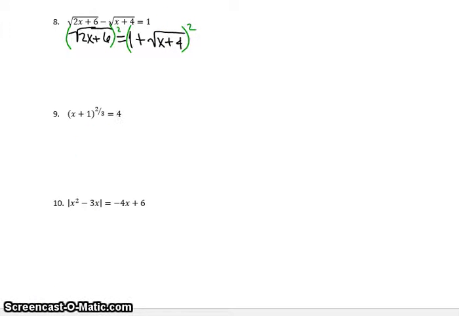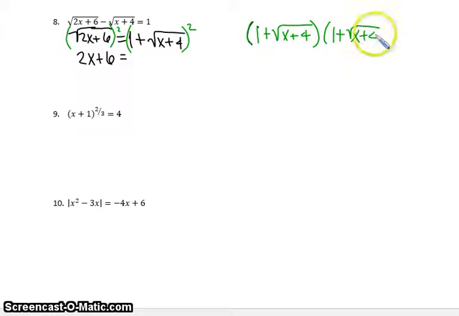And then when I go to square this, remember you're squaring the entire left and the entire right. So for the left, you're going to end up with just 2x plus 6. On the right side, I'm going to end up with 1 plus the square root of x plus 4 times 1 plus the square root of x plus 4. You cannot square those individually. So that gives me 1 plus 2 times the square root of x plus 4 plus, and then x plus 4.